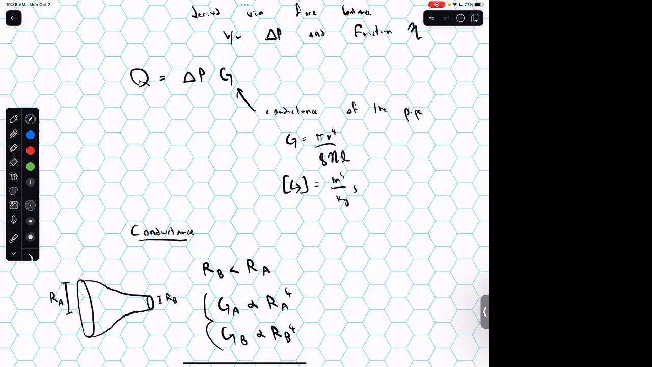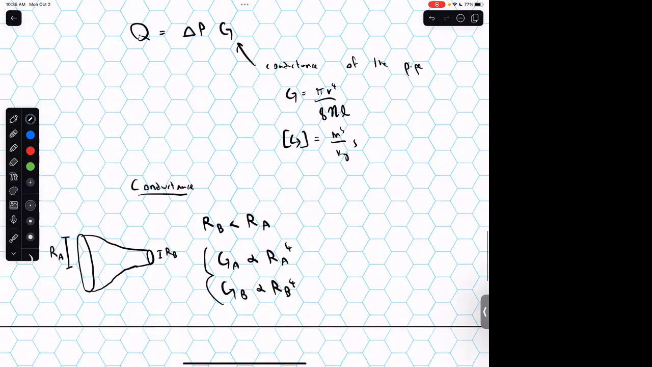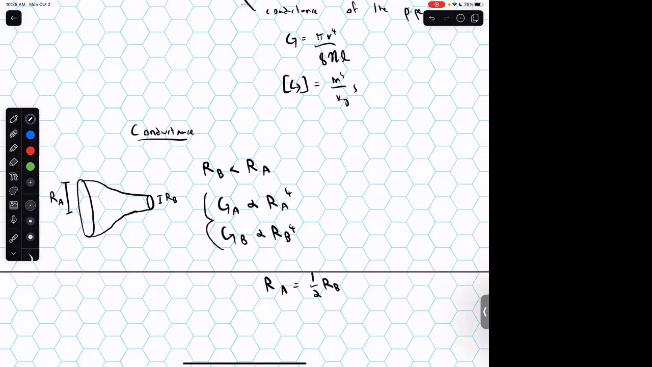And I mention this because this is a very common genre of problem where it'll tell you your pipe went from this radius to that radius. If, let's say, RA equals 1/2 RB, this tells me that the difference in flow should be something like GB equals 1/2 to the 4th GA. So without even having to know everything about this equation, if I know that this conductance is proportional to radius to the 4th, I can do these problems that just tell me that one thing changed.